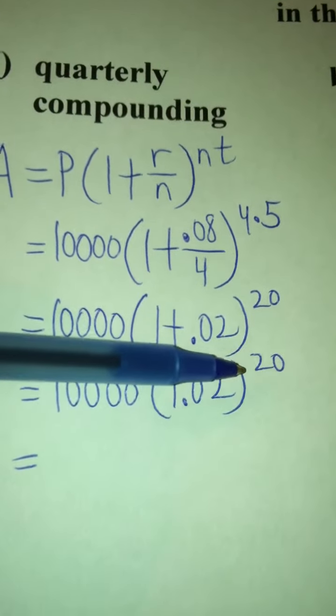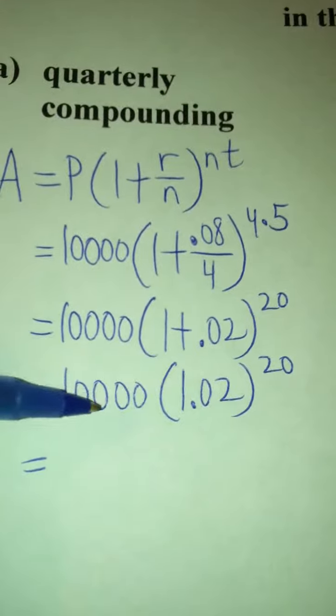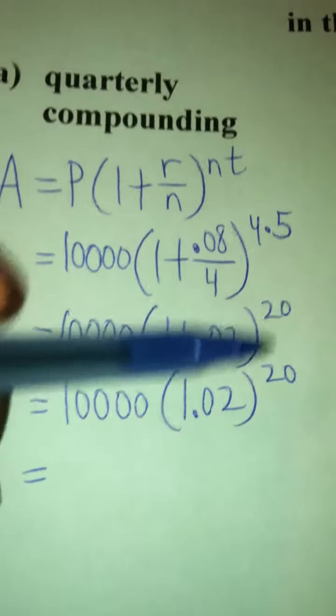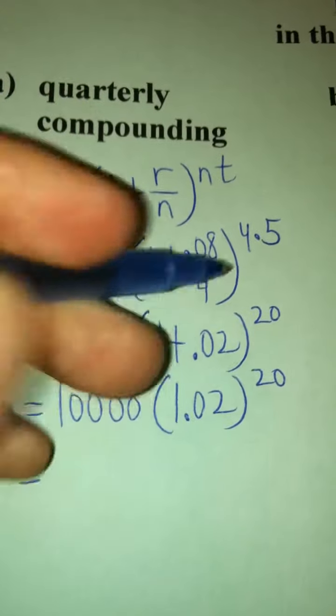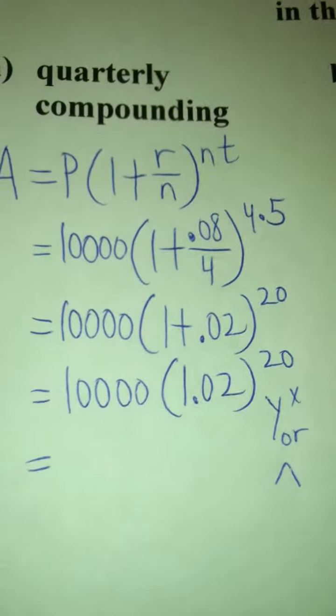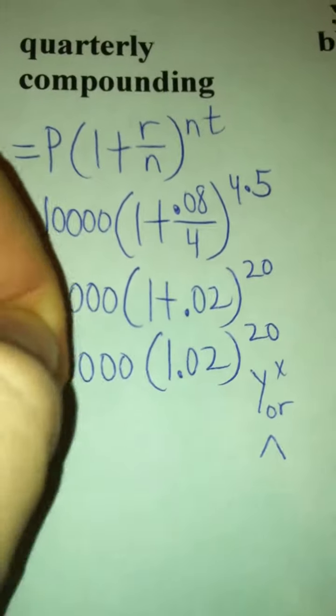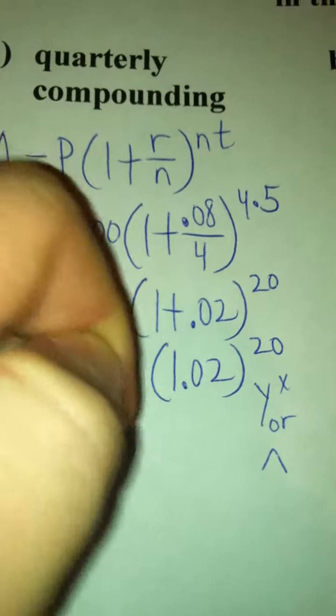Again, depending on what type of calculator you have, you could probably put this just like you see it. Your exponent key might be a little different. You might have a y to the x key or something that looks like a little rooftop. So when you plug everything in, we end up with $14,859.